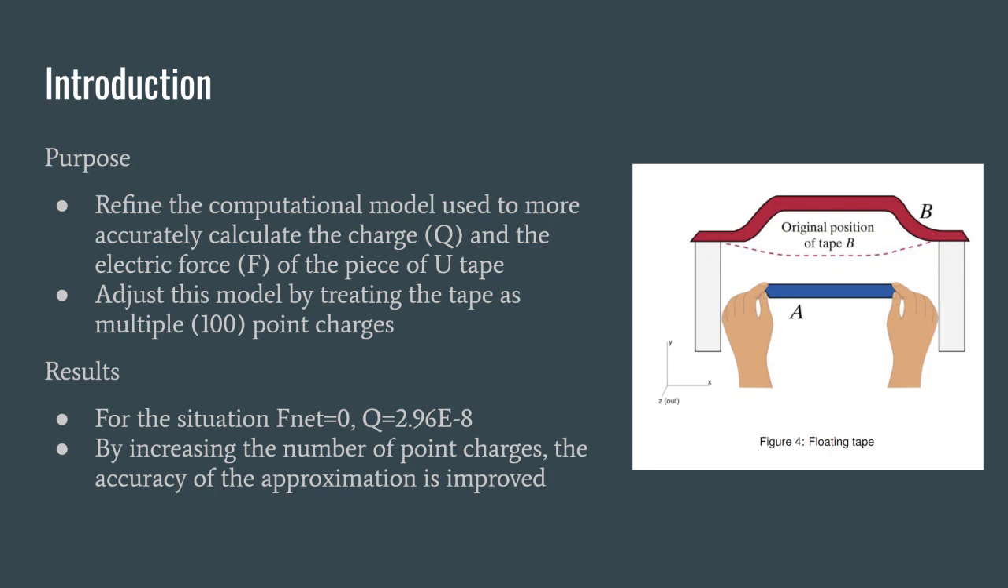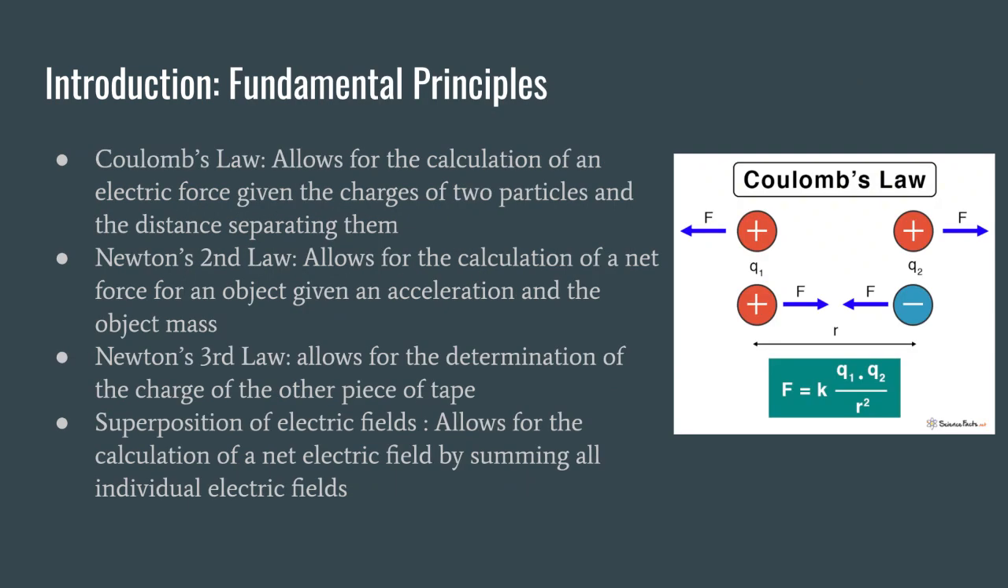The main findings from this lab were that for the situation where the net force is equal to zero, the electric charge is 2.96 times 10 to the negative 8 coulombs. So by increasing the number of point charges, the accuracy of our approximation is improved.